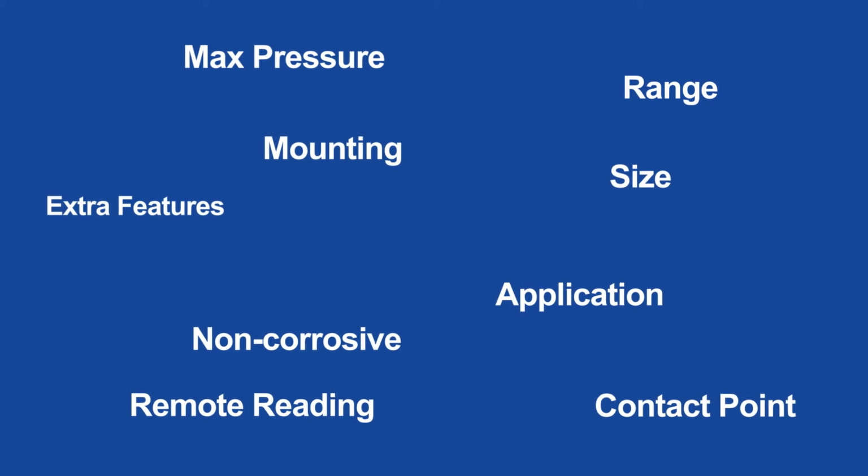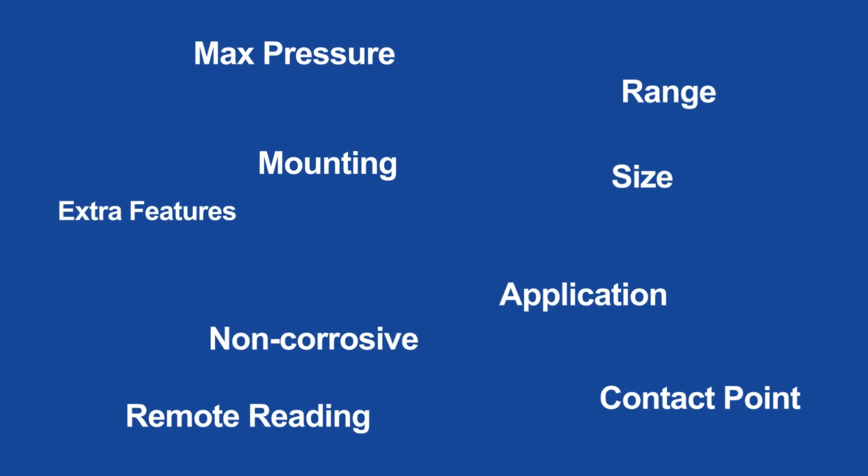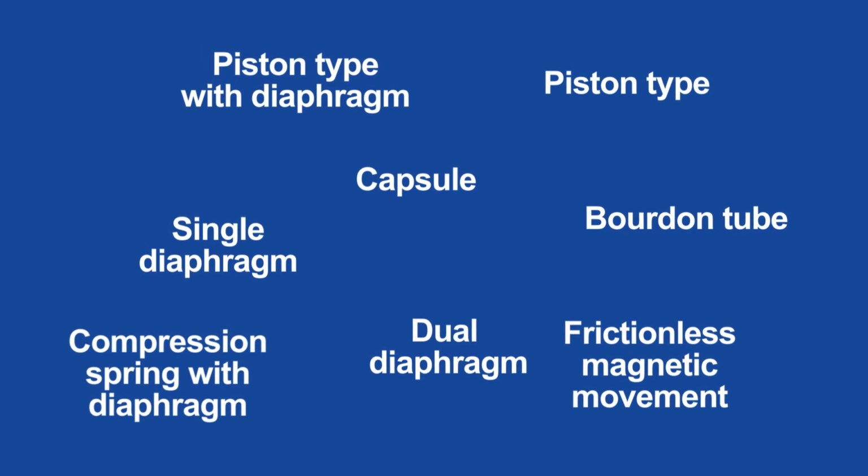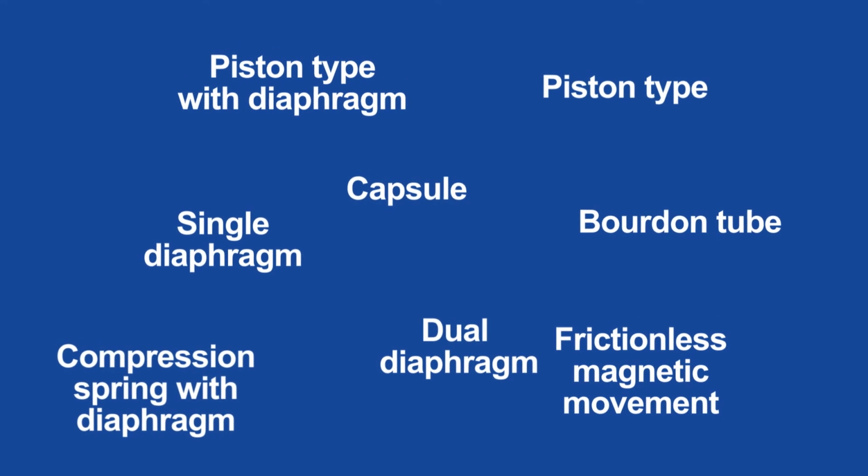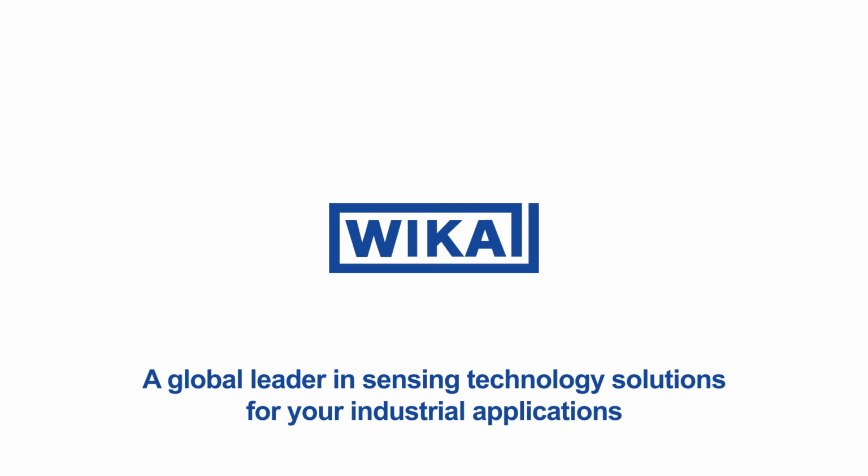As you can see, there are many aspects to consider when choosing the right DP gauge. Many questions need to be answered during your selection process. With 8 distinct technologies and 41 different models of differential pressure gauges, WIKA can help you make the right choice. A global leader in sensing technology solutions for your industrial applications.